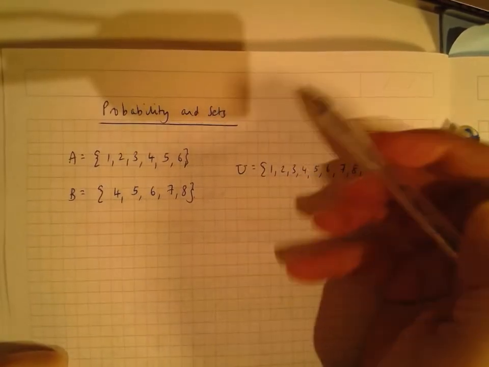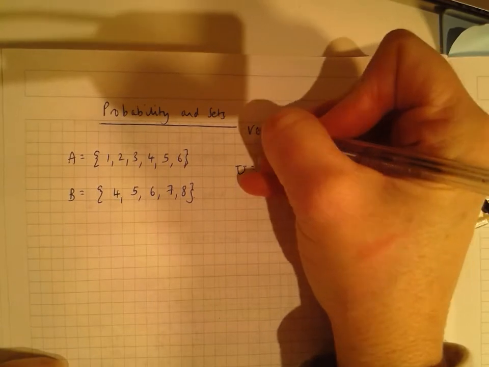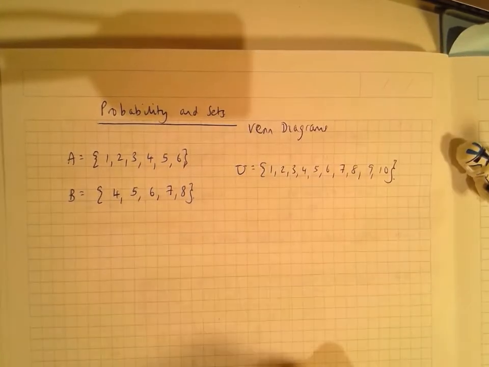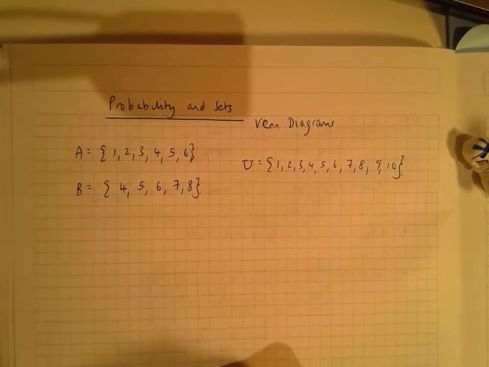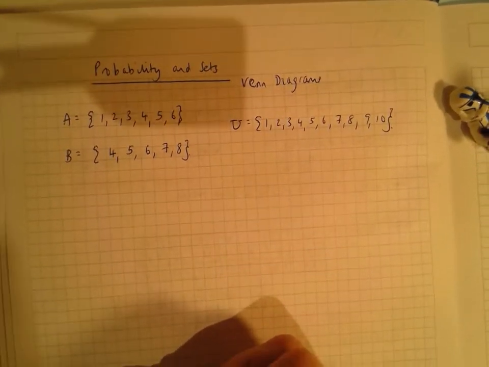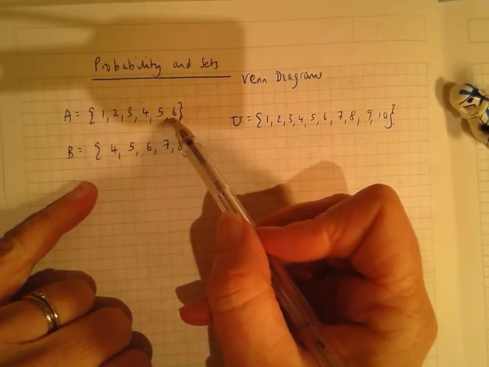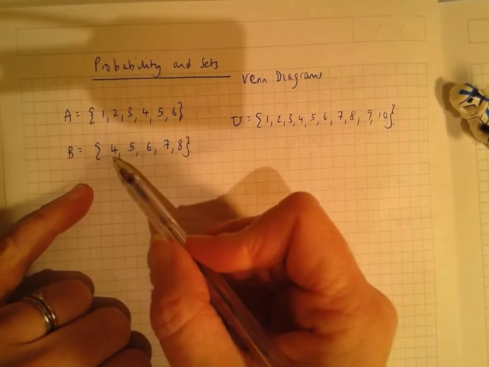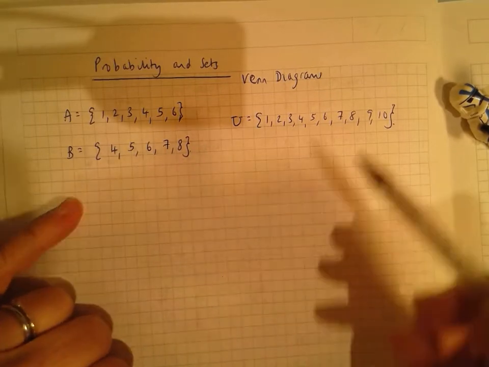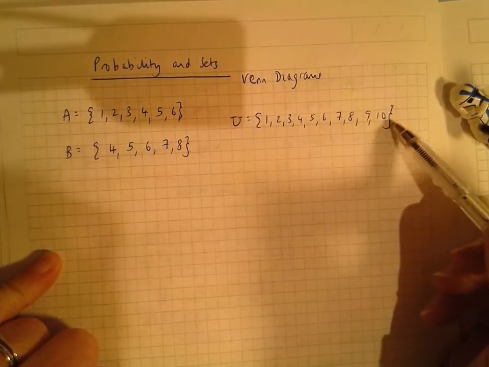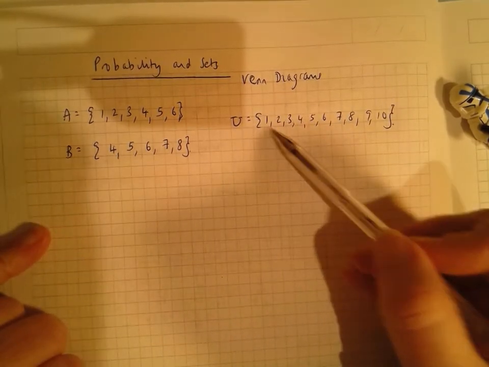And really, when we're talking about set theory, we're generally talking about Venn diagrams. If you remember, Venn diagrams were a way of representing sets. So here we've got two sets. We've got set A, which has the elements 1, 2, 3, 4, 5, 6. We have set B, which has the elements 4, 5, 6, 7, 8. And U is the universal set, and that's got all the elements that we need for this particular question. So it's got the numbers 1 to 10.